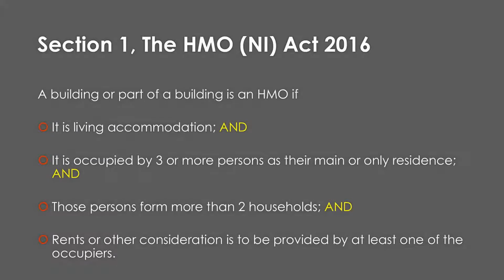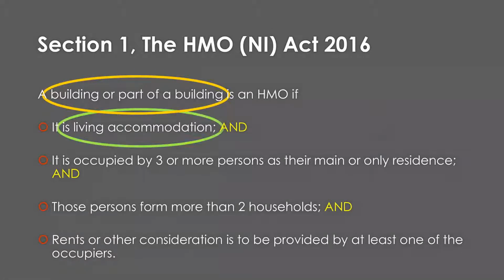The main definition we're going to look at is obviously the definition of an HMO, and it's in section 1 of the HMO Northern Ireland Act 2016, the main new legislation enacted, as we know, on the 1st of April this year. The definition of an HMO is broken down into various, 4 or 5 in fact, constituent parts, and we're going to look at those parts separately because they all have their own sub definitions, if you will.